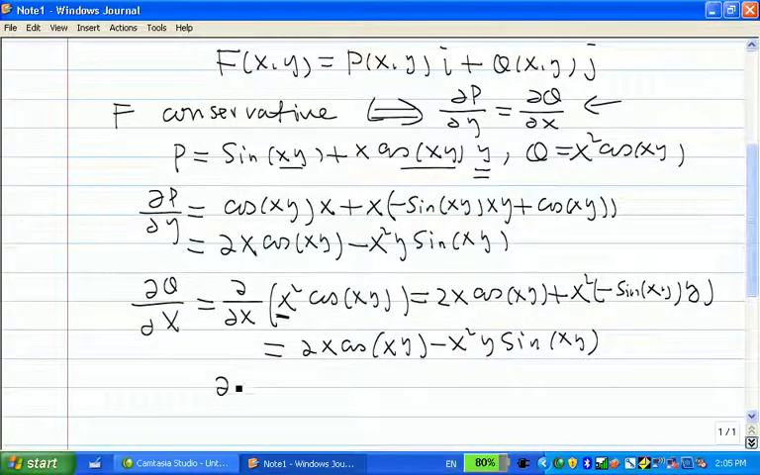Obviously, for this problem, partial P with respect to y is equal to partial Q with respect to x. So by the theorem, we can say this vector field F is conservative.